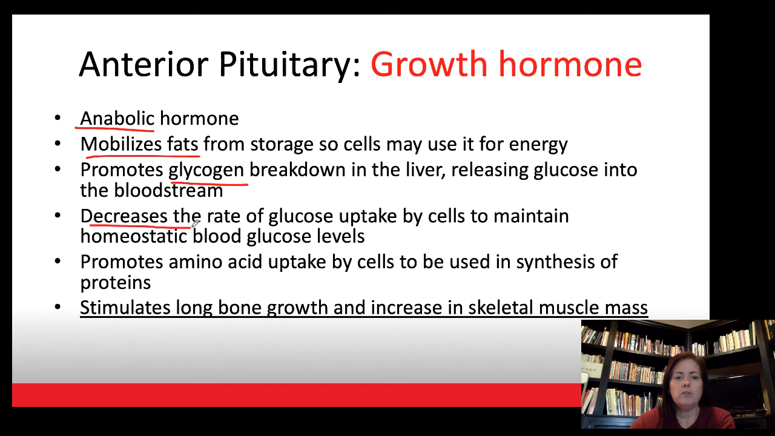It's going to decrease the rate of glucose uptake by cells so that more glucose stays in the bloodstream and is available for usage. It causes our cells to take up amino acids, which are building blocks of proteins, to be used for growth. And it's going to stimulate the growth of our long bones and also skeletal muscle mass in our body, which is why you'll hear bodybuilders, I guess, taking growth hormone to help build up skeletal muscle mass.